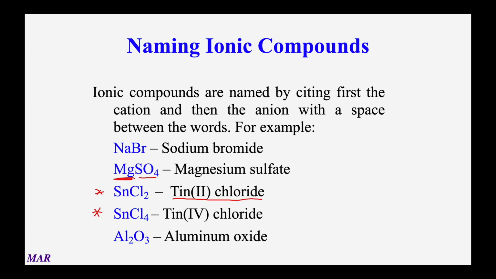And the next one would, of course, be tin(IV) chloride. You've got 4 -1 chlorides balancing the tin. This would be a +4 tin.